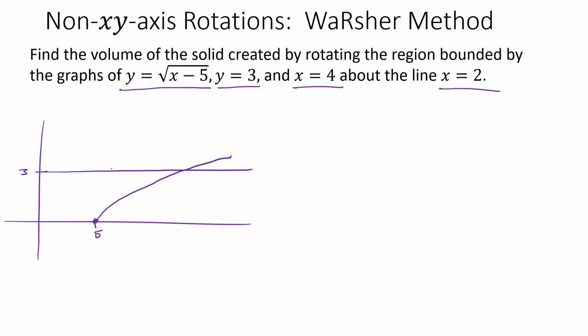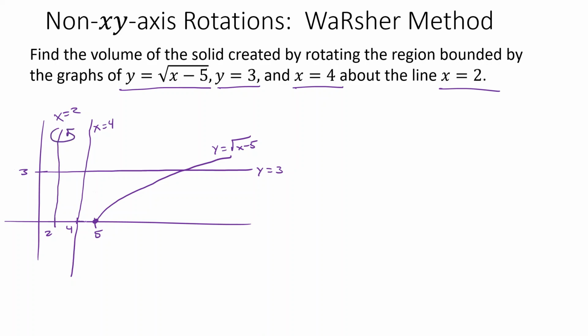The line x equals 4 is going to be somewhere back here, and it's just going to go straight up and down. So maybe I should be labeling these. X equals 4, this one was y equals 3, this is y equals the square root of x minus 5. So it looks like this is our region here, and we're going to rotate that about the line x equals 2. So here's x equals 2 back here, and that's what we're rotating this around.